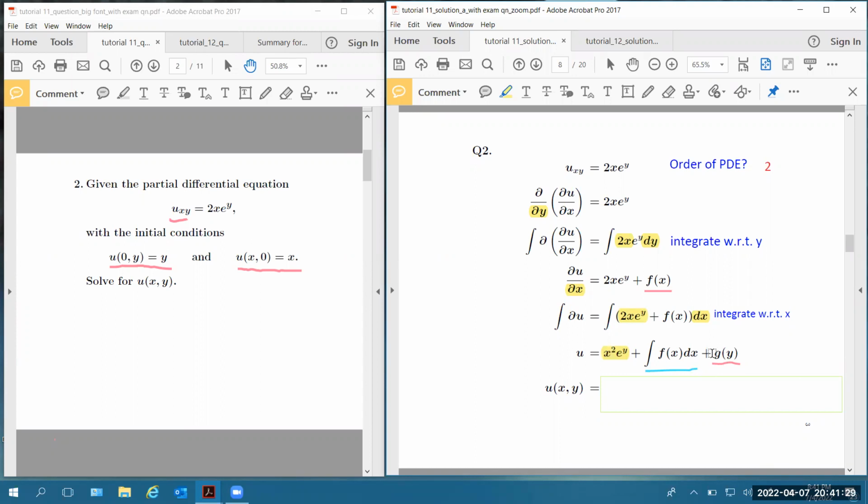Finish already, add a constant. Now this one is not a constant, but an arbitrary function. In this integral right above, your y is considered as a constant, so our arbitrary function here is a function of y. Is it okay? Actually here we got our u already. So our u is equal to this. And then we see this f(x) dx integral.